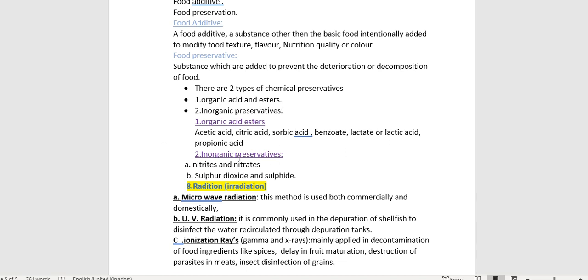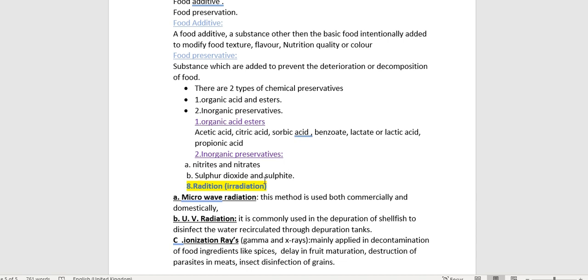Then coming to the inorganic preservatives that we are using, especially nitrates and nitrites compounds, and the second one is sulfur dioxide and sulfites. Coming to the nitrites and the nitrates, these salts are used in curing solutions and curing mixtures for meats.